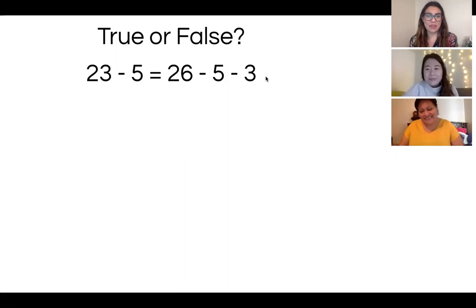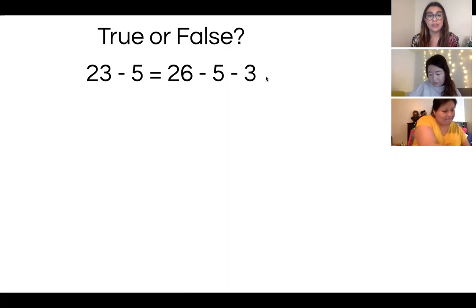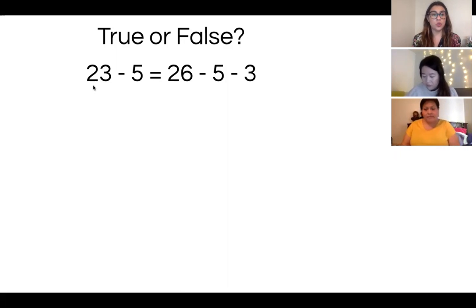We're going to start today with a number talk, and today's number talk is a true or false. So when we have true or false number talks, we are asking you to look at an equation and decide using a strategy if the equation is true, if it's correct, or if it's false, if it's incorrect. So right now we have 23 minus 5 is the same as 26 minus 5 minus 3.